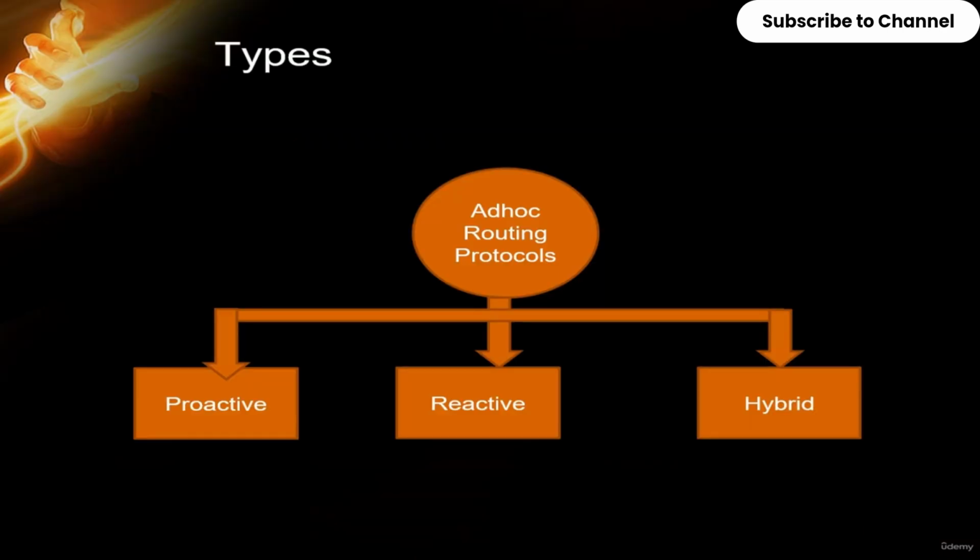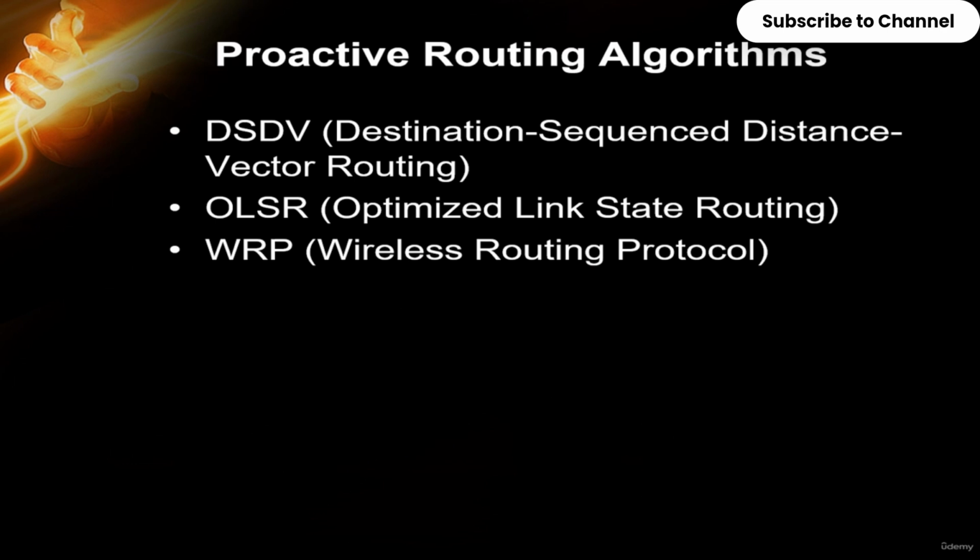See the types here, there are three types of routing: proactive, reactive, and hybrid. So we will discuss proactive routing algorithms first. In proactive routing, the first algorithm is DSDV. DSDV is the Destination Sequenced Distance Vector routing algorithm.